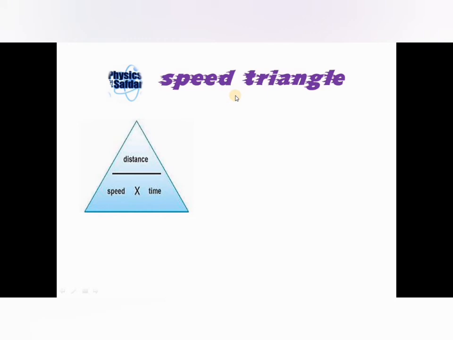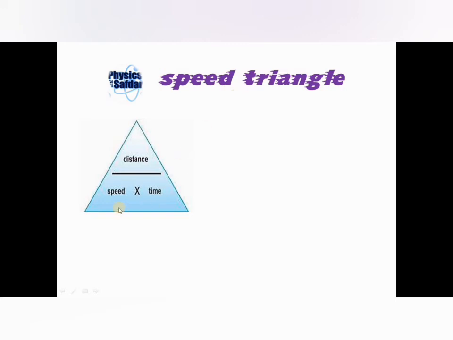Now the speed triangle. This is the easiest way to find unknown things in numerical problems. When students solve numericals, they face a problem: how to memorize the equation for different unknown quantities. So here you will find the solution to this problem. Now I will teach you how to use this speed triangle method.